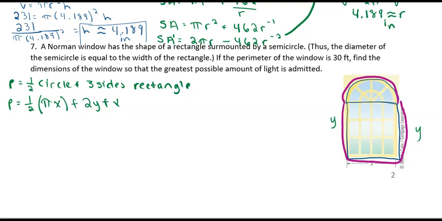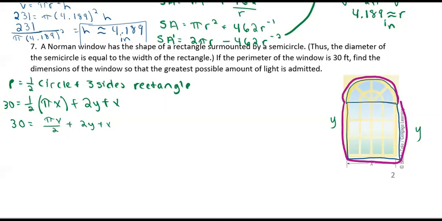Let's see how we can solve this down. We could solve it for x, or we could solve it for y. Is one better than the other? That's kind of an opinion question. I think I'll just solve it for y. Take your pick. Either way will work. Before we try to solve it though, let's put in our 30 for our perimeter. All right, we're making some progress. So we'll have 30 is equal to pi x over 2 plus 2y plus x.